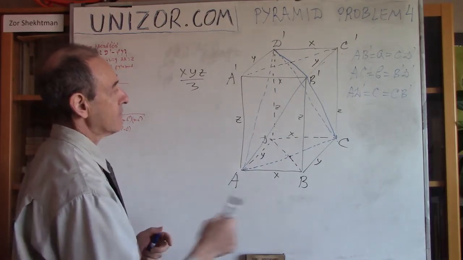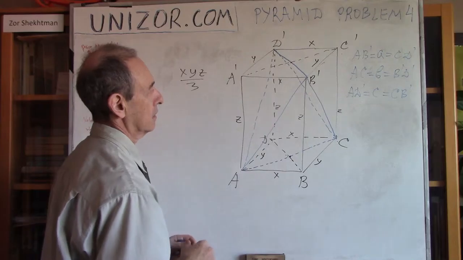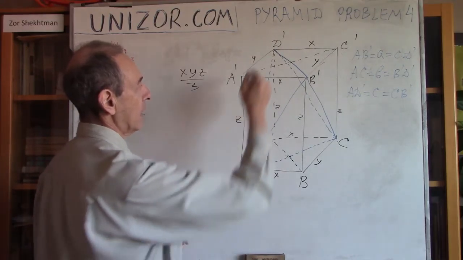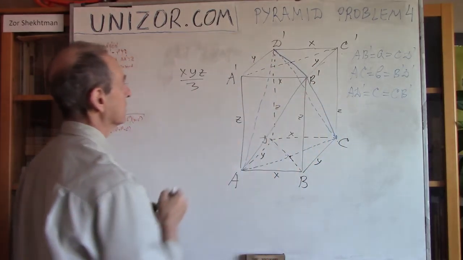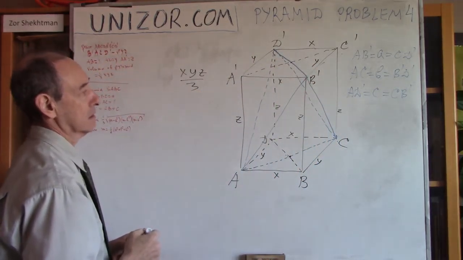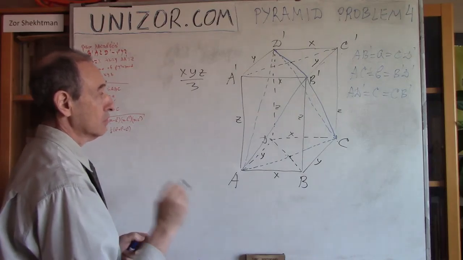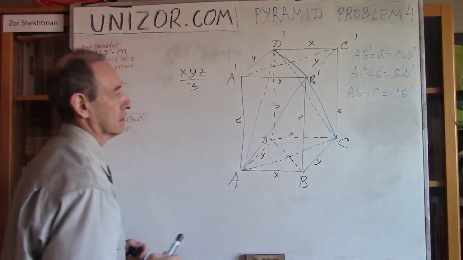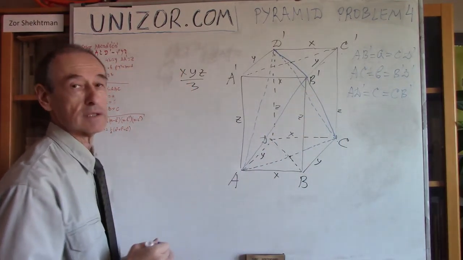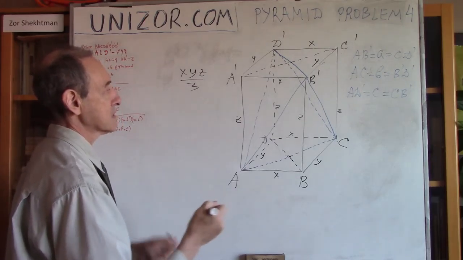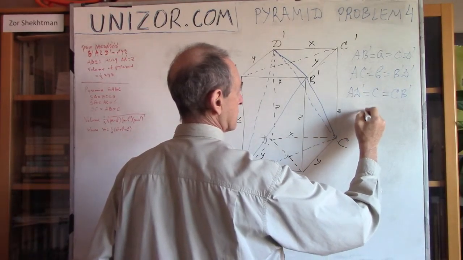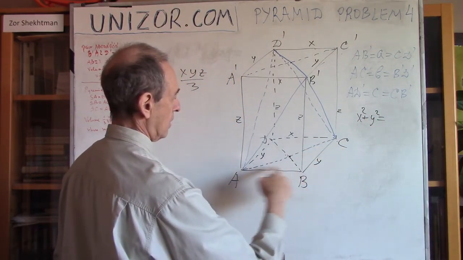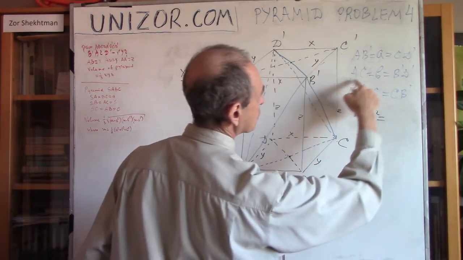And now, having built this particular prism, I know the volume of this pyramid inside in terms of x, y, and z. What I do not know is the volume in terms of A, B, and C. But they are closely related to each other, right? I can always say that x squared plus y squared, which is AC squared, is what? B squared.